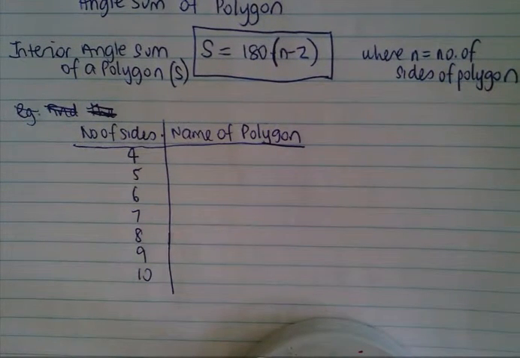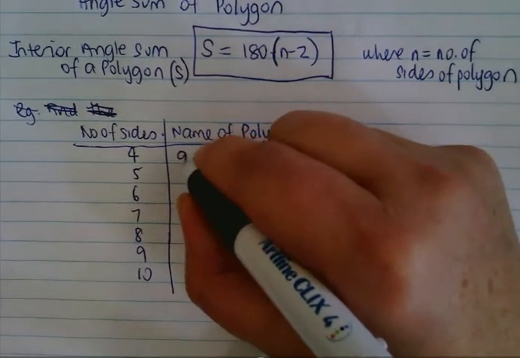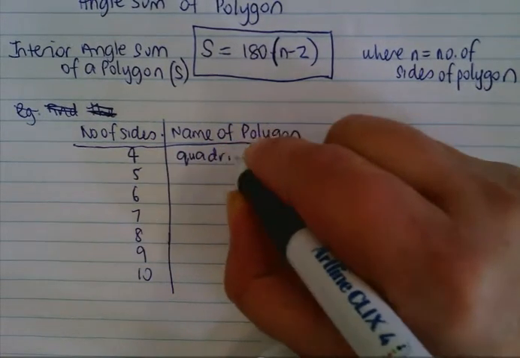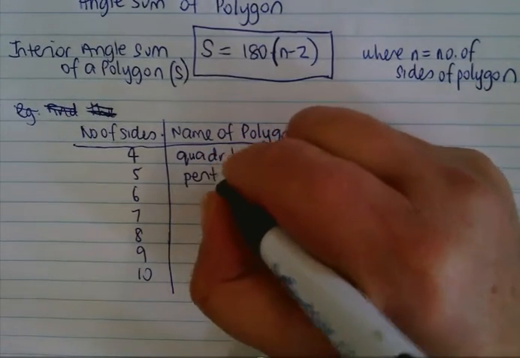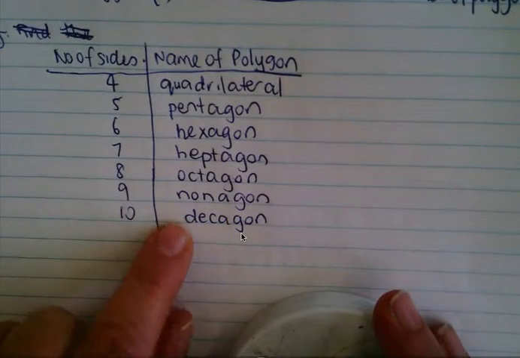Now, you have to know the names of the polygons. I might ask, what's the interior angle sum of a nonagon or a decagon? All right, so let's see if you know your polygon names. 4 sides. 5 sides. All right, you have a go. Hexagon, heptagon, octagon, nonagon, decagon.